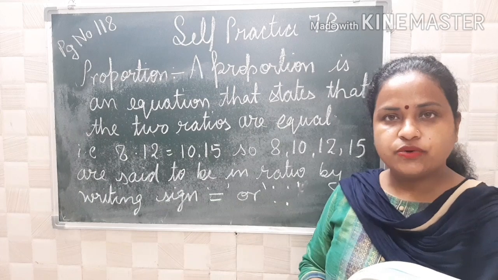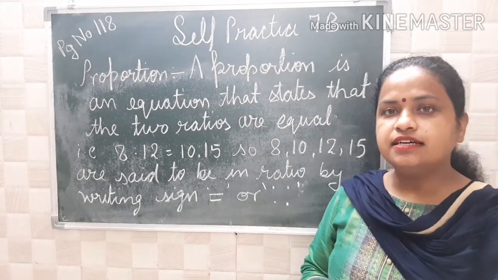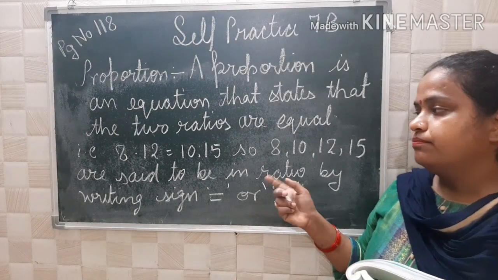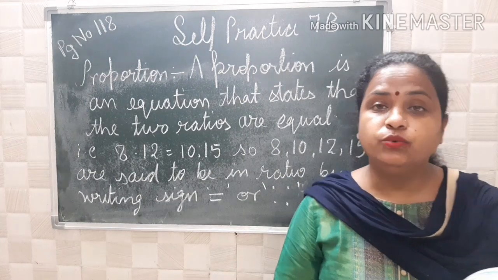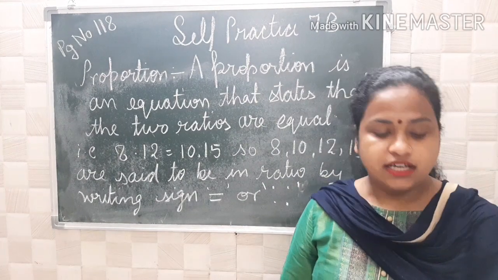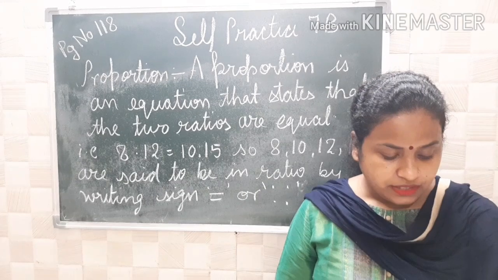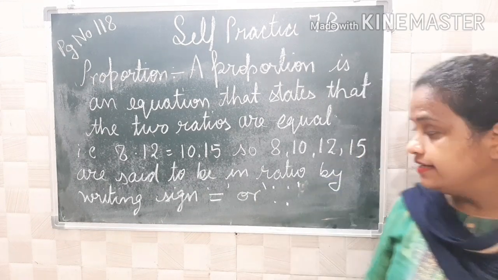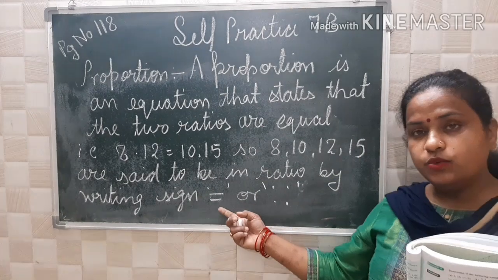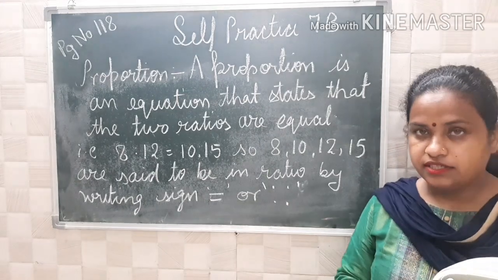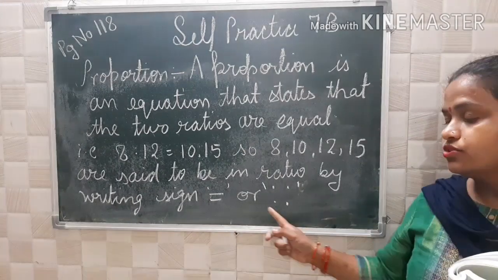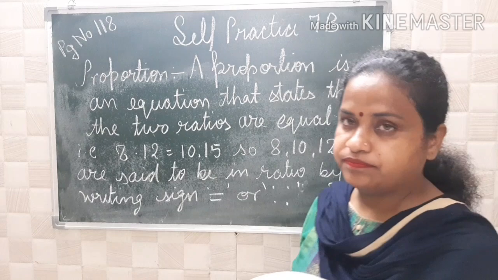So are their ratios equal? Yes, they are. We say it is a proportion when two ratios are equal to each other. The equality of ratios is indicated by the equal to sign or these four dots. These four dots are the equal to sign.